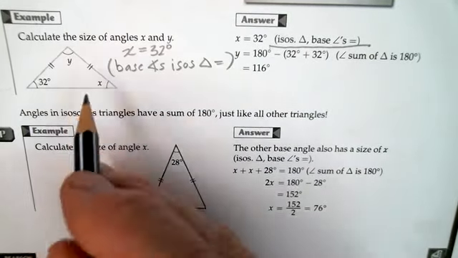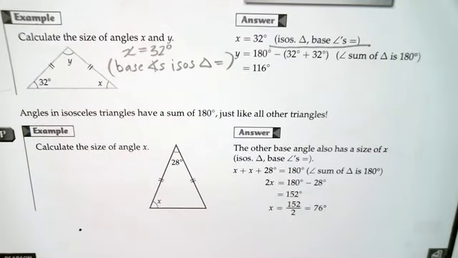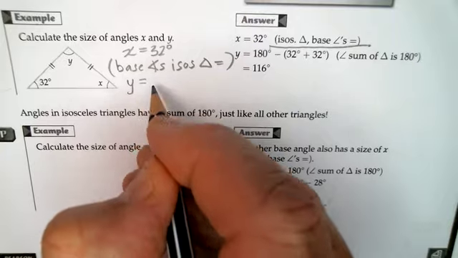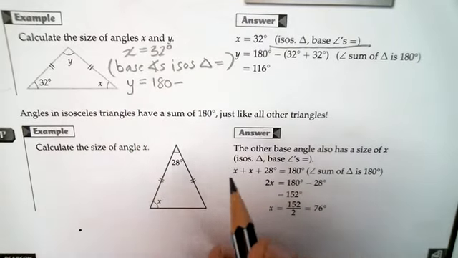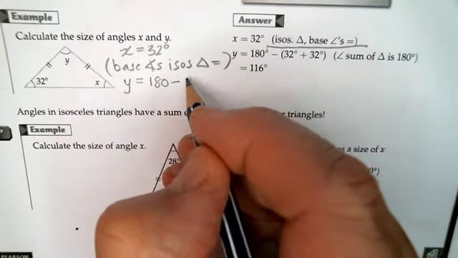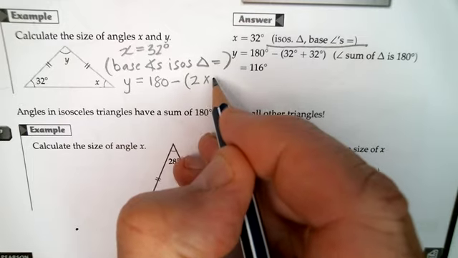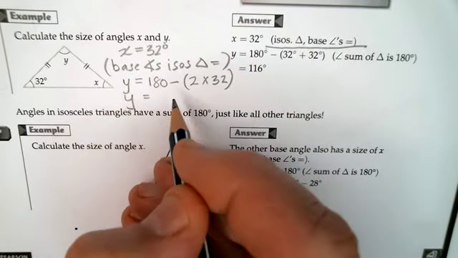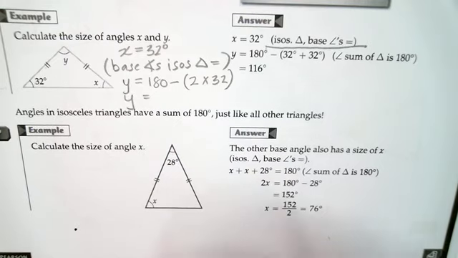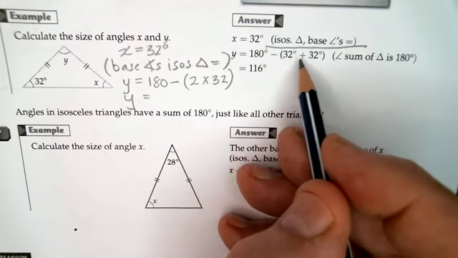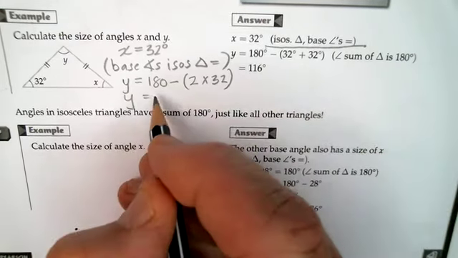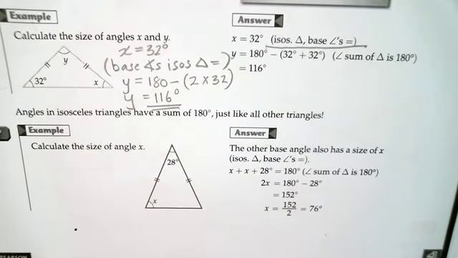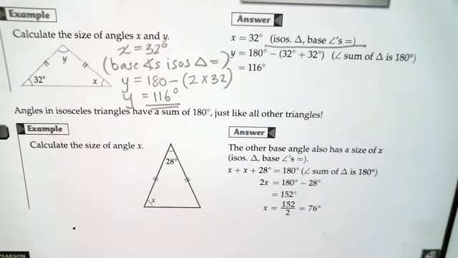Now, of course, y is going to be found using the sum of the angles of a triangle. So y is going to equal 180 minus the other two. And the other two, of course, is going to be two lots of 32. Two lots of 32 is going to be 64. And 180 minus the 64 is going to give us 116. And there's going to be our value of the apex in this case.